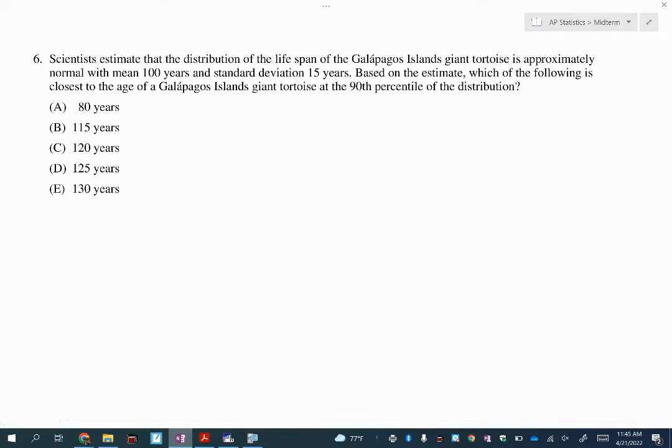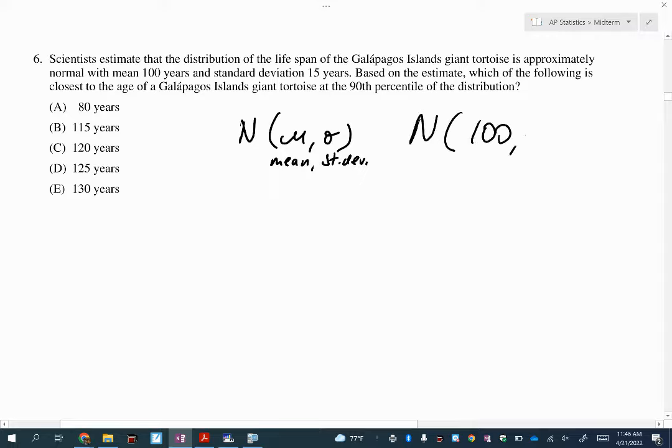It's telling us that the distribution of the lifespan of the Galapagos Islands giant tortoise is approximately normal with a mean of 100 years and a standard deviation of 15 years. So what I did, you don't have to do this, is I wrote a capital N. Why did I write a capital N? Because it's normal, all right? And then we put these parameters, our mu, which stands for the mean, and our sigma, which stands for the standard deviation, right? So for my model here, they said 100 years for the average and 15 years for the standard deviation.